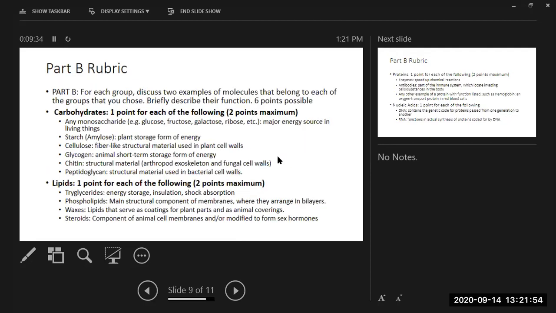Okay, part B. It says for each group that you chose, discuss 2 examples of the molecules that belong to each of the groups that you chose. Briefly describe their function.